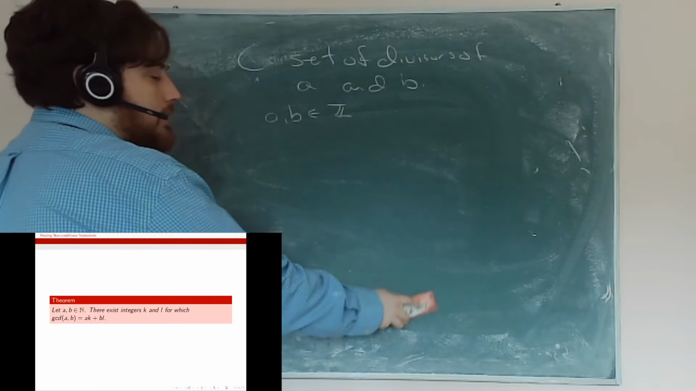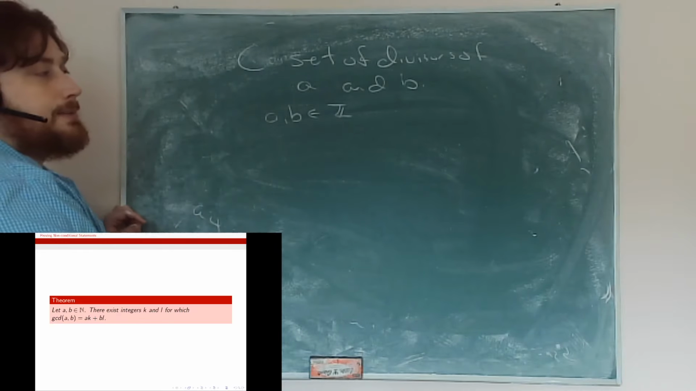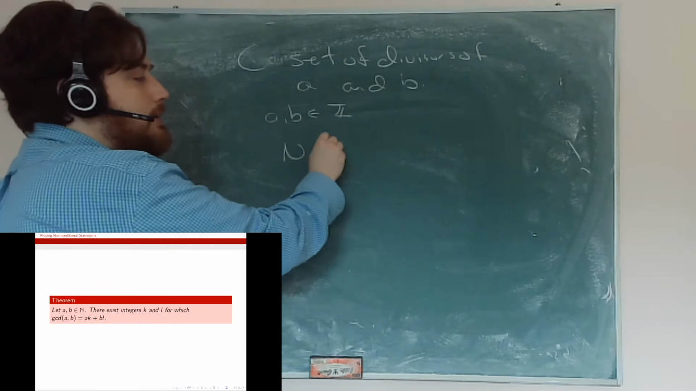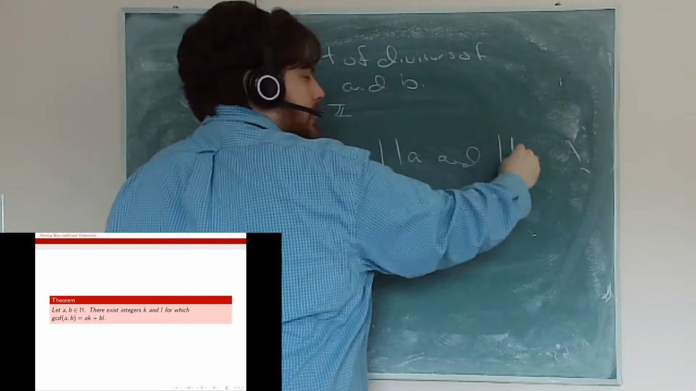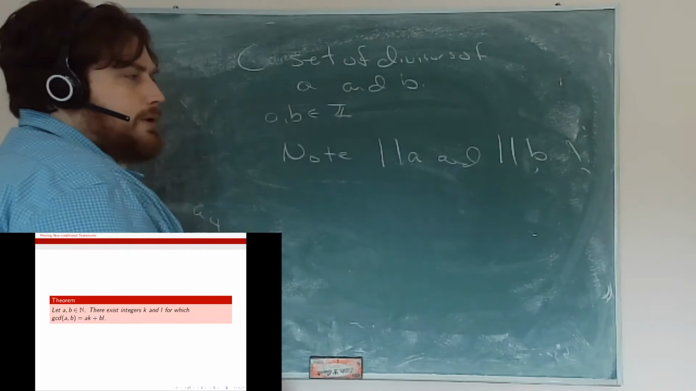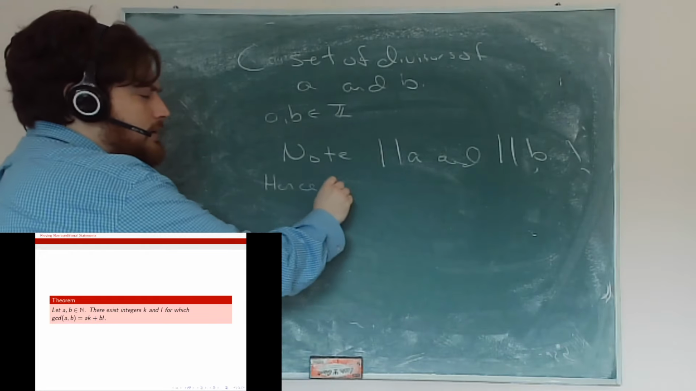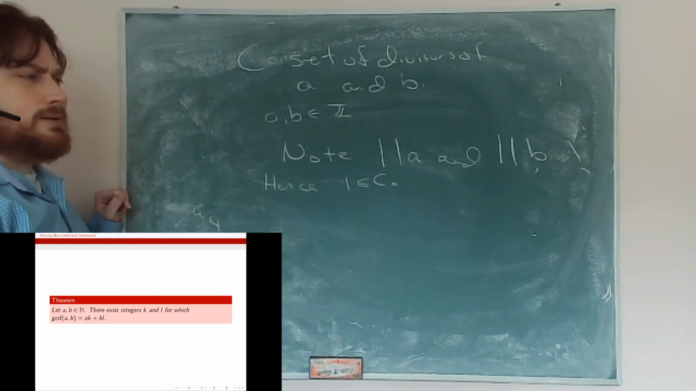All right. So now I want to show that this is a finite non-empty set. To show that it's non-empty, I have to find something in here. I'm just going to note that 1 divides A and 1 divides B, because 1 divides any integer. Hence, 1 is in the set of common divisors.